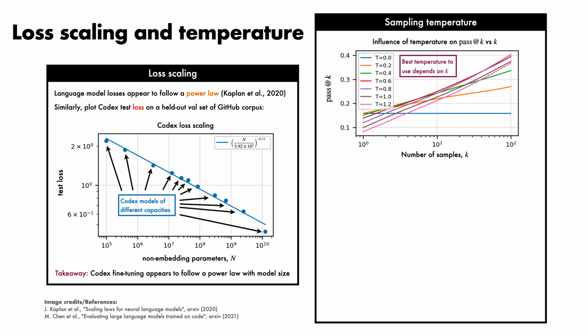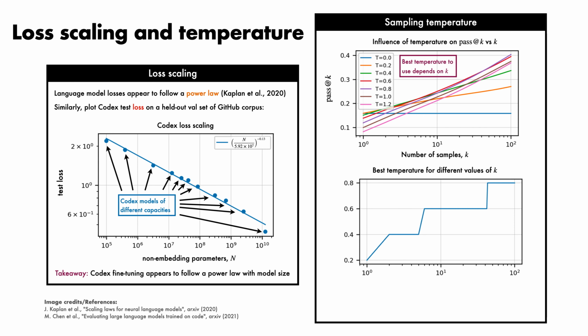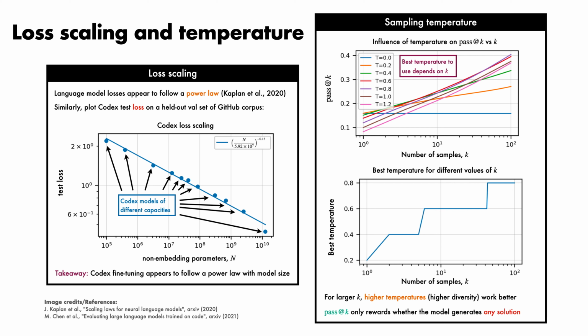We can make this result a bit clearer with the following plot, which depicts number of samples, k, on the x-axis and best temperature on the y-axis. We can see that as the number of samples increases, higher temperatures, which correspond to more diverse sampling, work better. This makes intuitive sense when noting that the pass@k metric only rewards the model for getting at least one solution correct. It does not care about how many additional solutions beyond this one are produced, so diversity trumps consistency here.